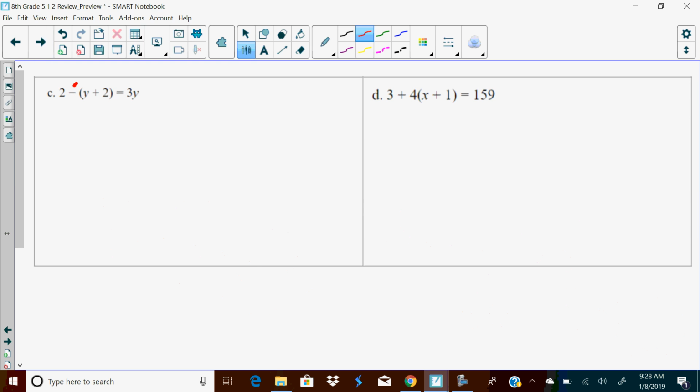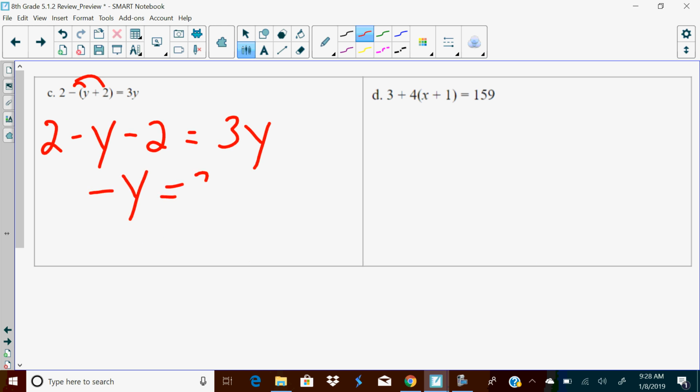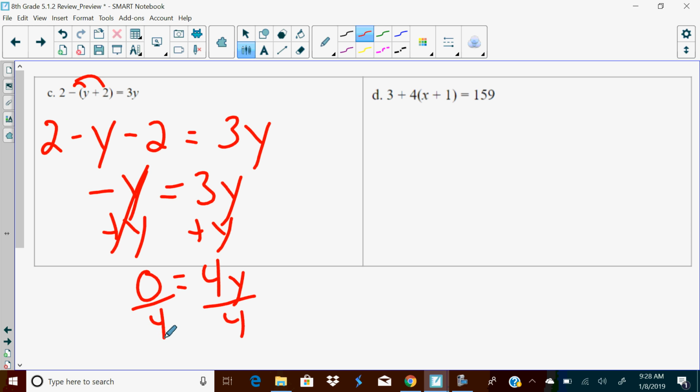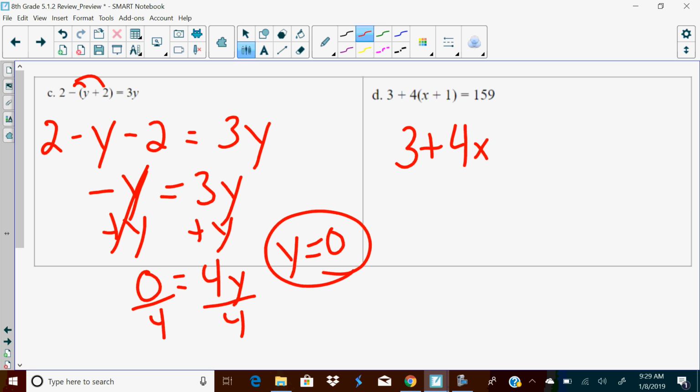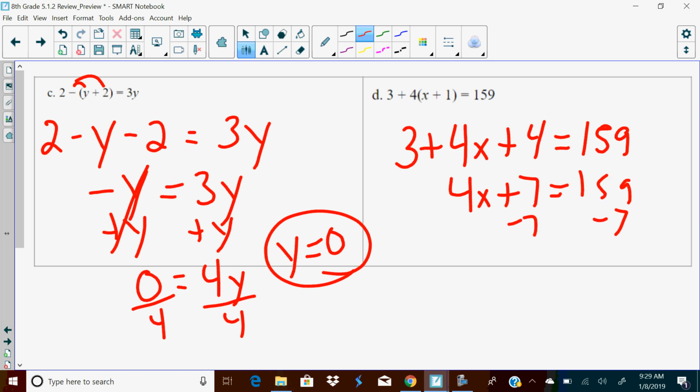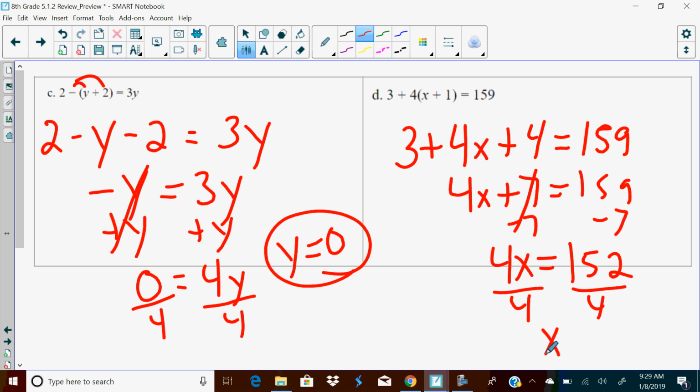For this one, first I distribute a negative. So I get 2 minus y minus 2 equals 3y. So 2 minus 2 is 0. So I get negative y equals 3y. Add y to both sides. So I get 0 equals 4y. So y equals 0. And for D, I get 3 plus 4x plus 4 is 159. So I get 4x plus 7. Subtract 7 from both sides. Divide both sides by 4. x equals 38.